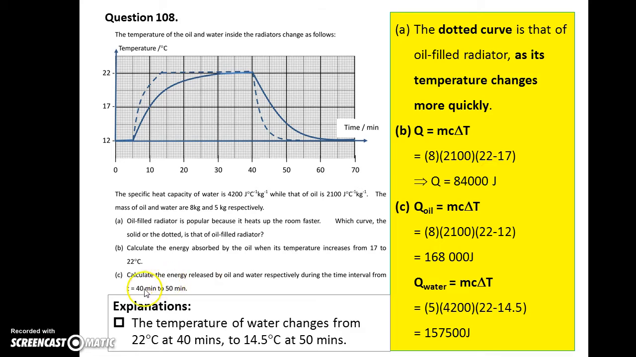For part C, you have to refer to the graph to find the temperature at 40 minutes and 50 minutes. At 40 minutes, the temperature of oil and water are both 22 degrees Celsius. At 50 minutes, the temperature of water is 14.5 degrees Celsius, and then that of the oil is 12 only. And so in this way, you may calculate the energy released by oil and by water respectively.